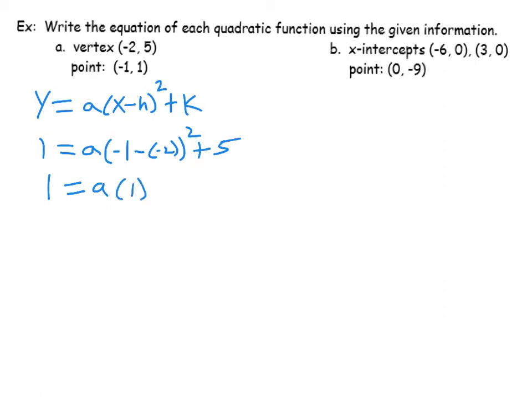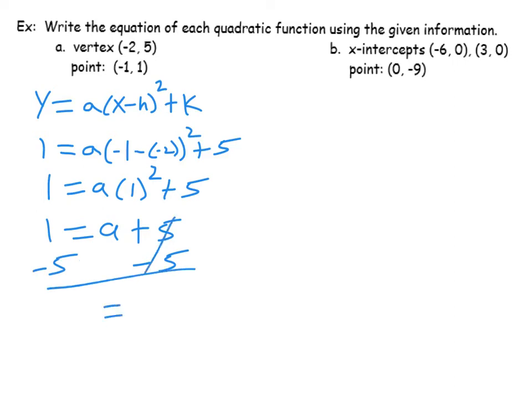The parentheses would simplify to 1, because that would be -1 plus 2. The square doesn't really matter. We'll leave it on there. And that would leave us with 1 equals a plus 5. If I were to take away 5, a would be -4.